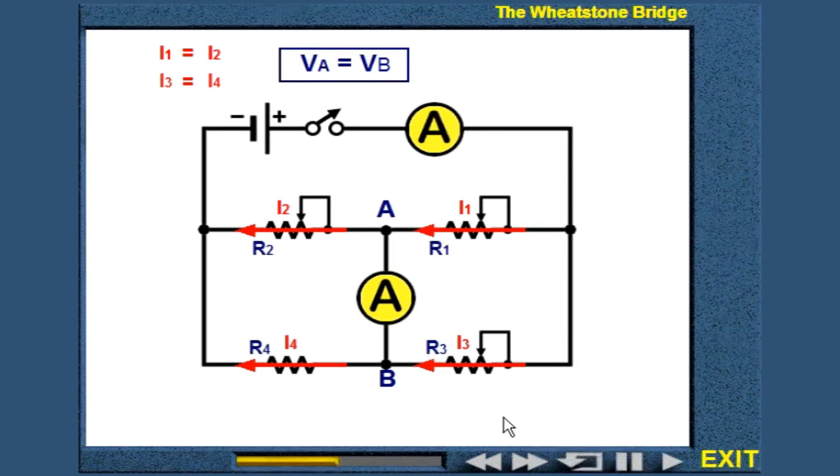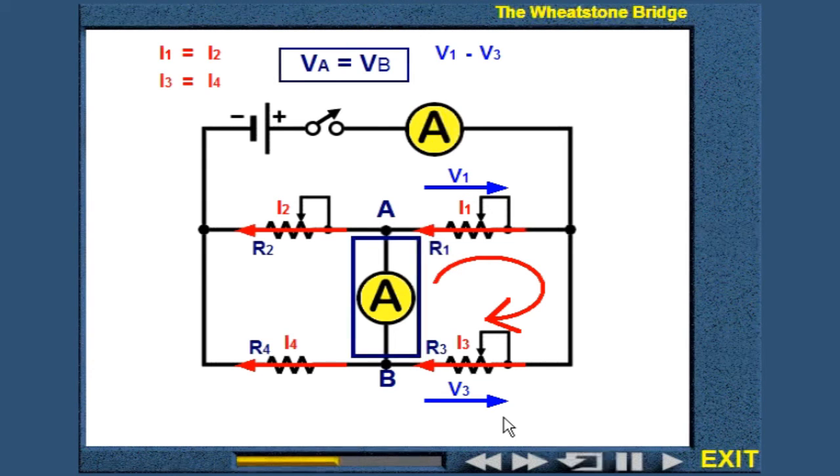Let's apply Kirchhoff's second law to the highlighted loop. Starting from point A, we should add, with a positive sign, the voltage drop across the resistor R1, and with a negative sign, the voltage drop across the resistor R3. There is no current in the branch with the sensitive ammeter. So we come back to the node A. The sum of these two voltages must equal 0.